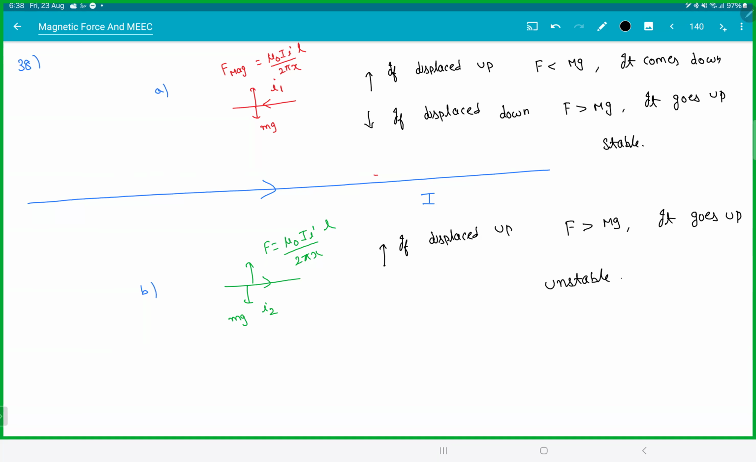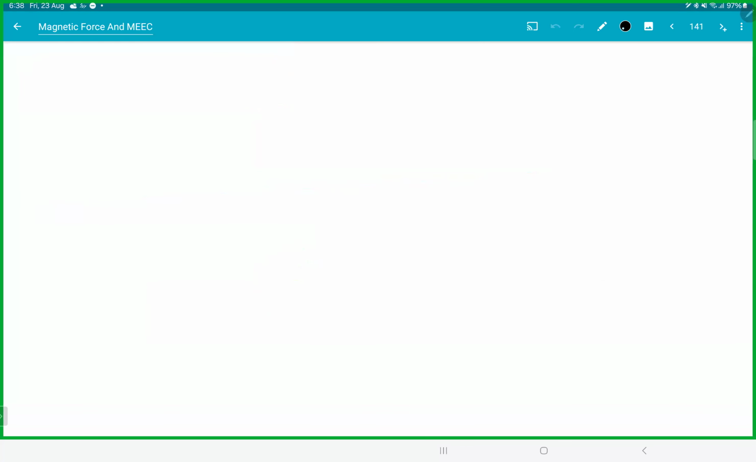Make sense? Then how do you find the time period? You know how to find the time period in SHM. Displace it by small x, find the restoring forces, and then solve. So the upper one is in stable equilibrium. This is I, this is I1. Let this distance be D1 initially. Let's say you displaced it up by x.